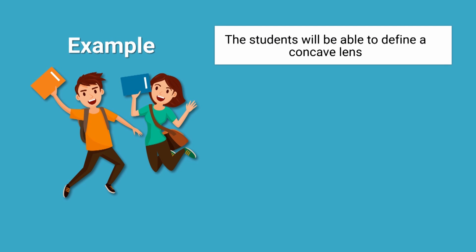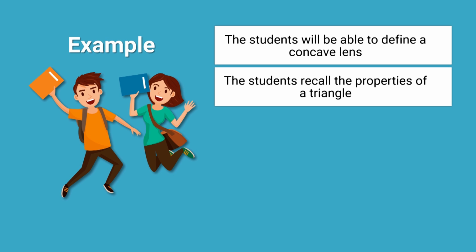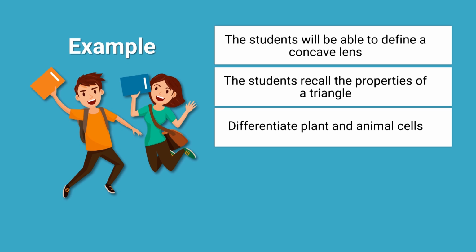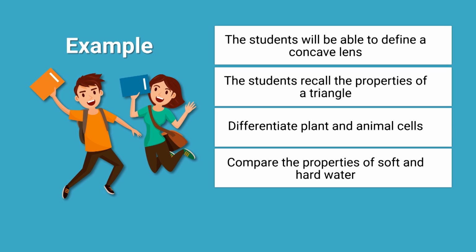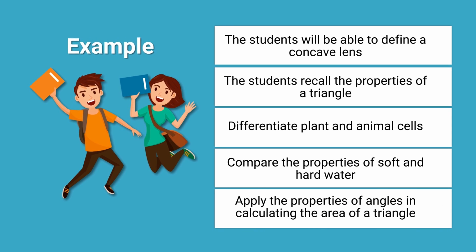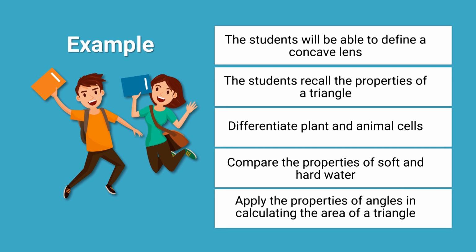If we take the example of writing instructional objectives in behavioral terms, we can take few examples like: the students will be able to define a concave lens. The students recall the properties of a triangle. The students are able to differentiate plant and animal cells. The students will be able to compare the properties of soft and hard water. The students will be able to apply the properties of angles in calculating the area of a triangle.